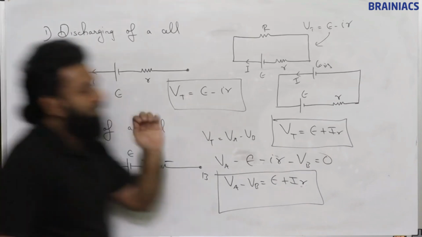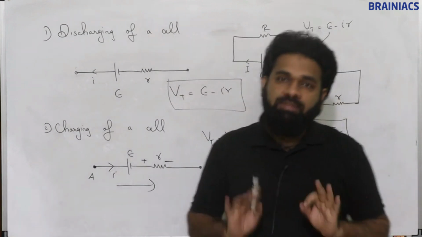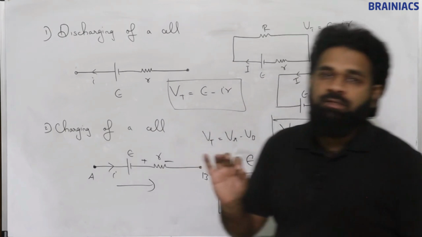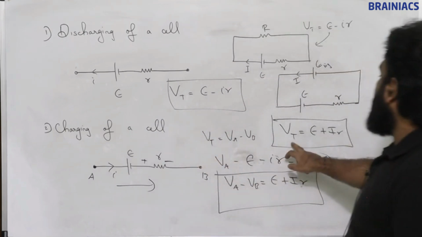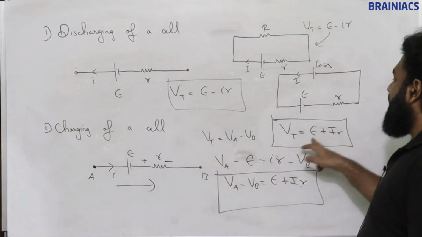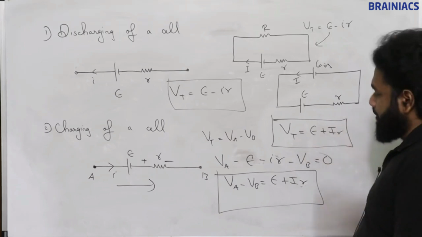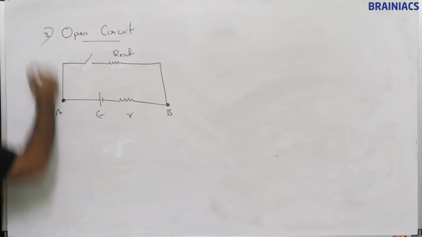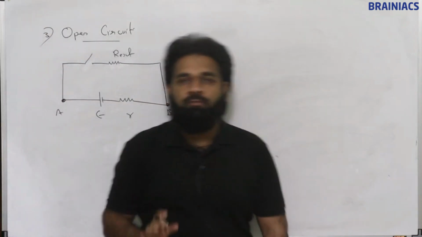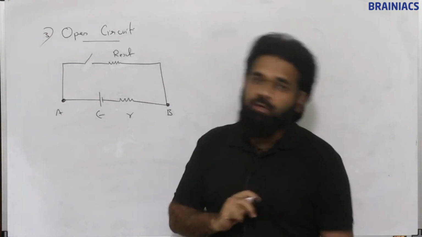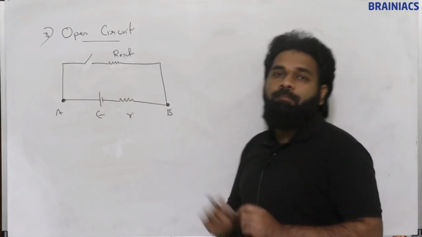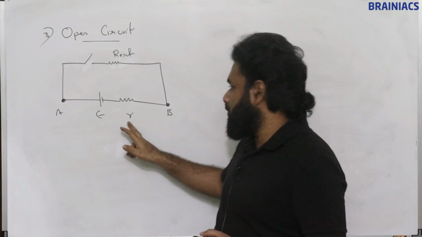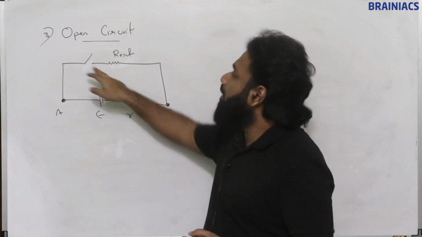So discharging of a cell, as usual, same thing which we have seen so far, E minus IR. Only for charging of a cell, terminal voltage will be E plus IR. Clear? Note it down. This is the third case. The first case is discharging of a cell, the second case is charging of a cell, and in the third case we are taking open circuit.